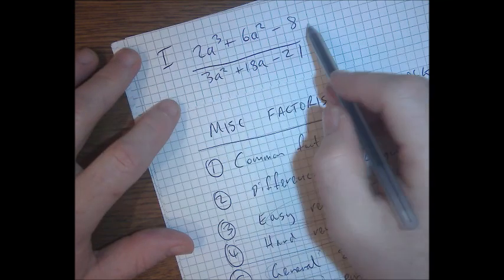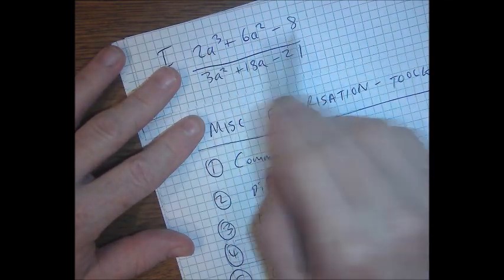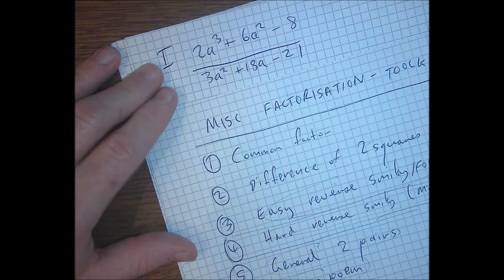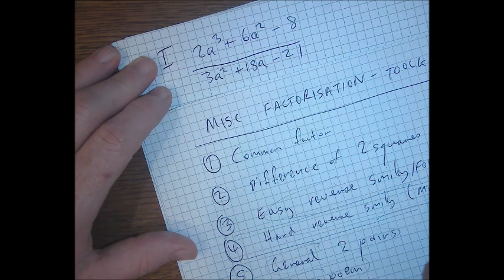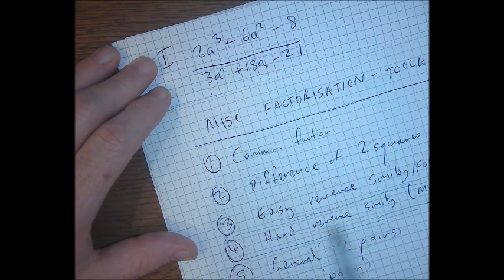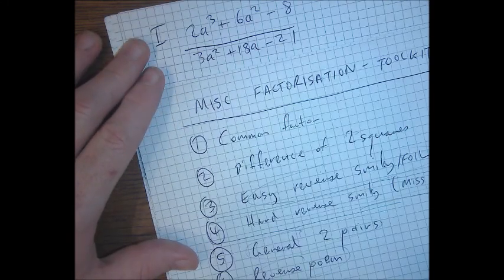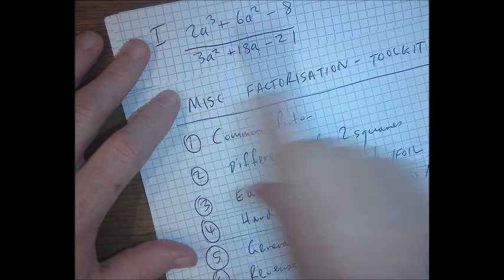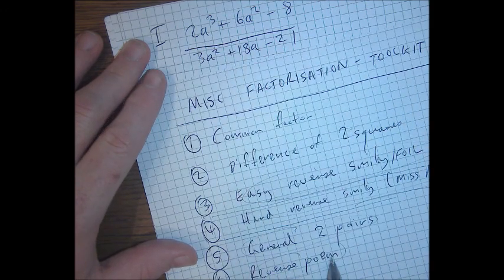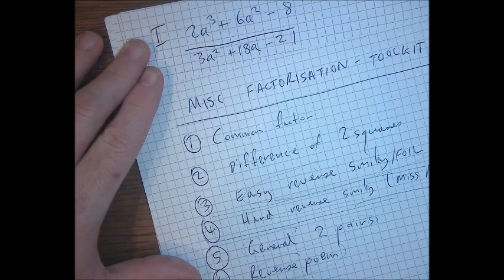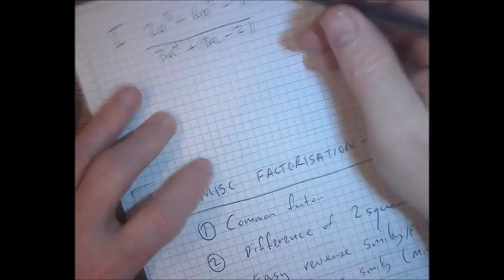Let's look at the top. Certainly not common factor because there's nothing common to all those. Difference of 2 squares can't be that because there's 3 terms, not 2. Certainly not an easy reverse smiley. Doesn't look like it could be a hard reverse smiley, but obviously I have to keep an open mind on that. It can't be general 2 pairs because there's 3 terms, not 4. It's not the reverse poem because there's nothing being squared. Maybe it's the division method. Let's see if that works.